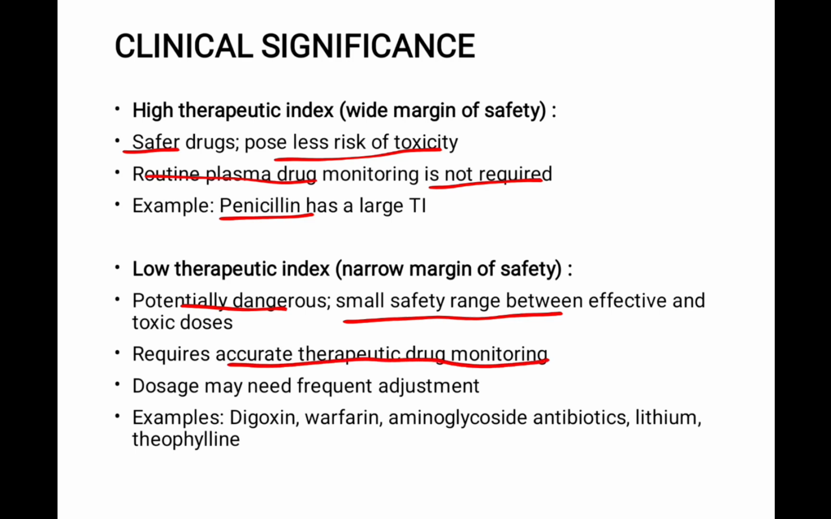They require accurate therapeutic drug monitoring because any slight increase in the dose of the drug might tilt the patient into toxicity. So dosage may need frequent adjustment, and examples of these drugs are digoxin, warfarin, aminoglycosides, antibiotics, lithium, theophylline. These are drugs with low therapeutic index, and you need to know them because they are common MCQ questions.